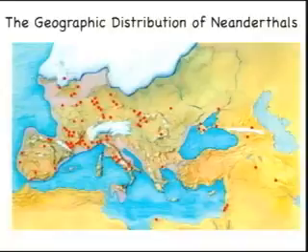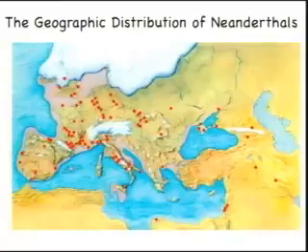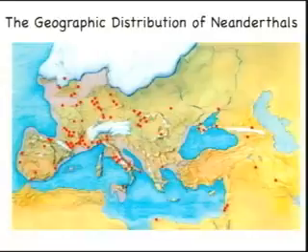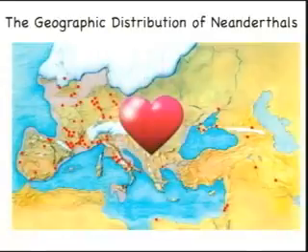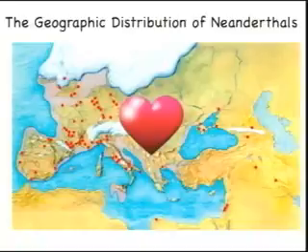And this is showing where they lived. They basically had an Asian or a European distribution. The red circles show the places at which Neanderthal fossils have been found. And the point to realize is that anatomically modern humans were also in those same areas, which has always led to some speculation about whether there was what scientists call admixture, or interbreeding, between Neanderthals and anatomically modern humans.